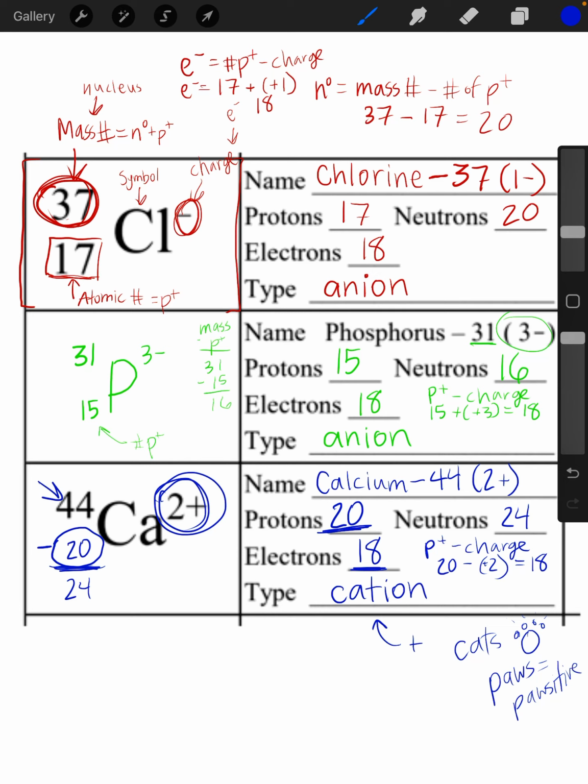So, that's how you would do these. See how you can go backwards and forwards? These two things essentially tell you the same thing, just in a different format.